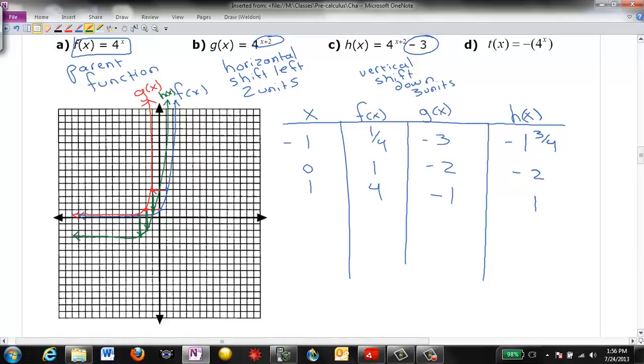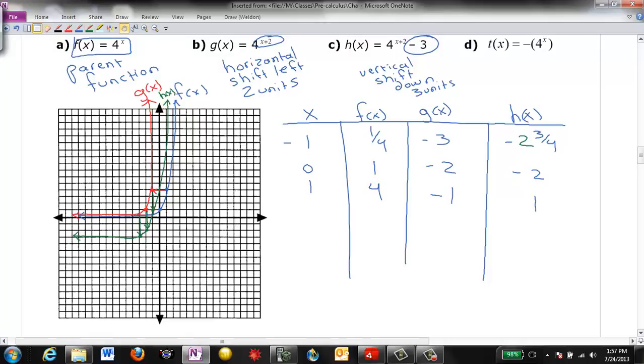Okay, so you can kind of see how that moves around. So for blue, to get to green, we had to go to the left 2 and down 3. And I think I need to edit my h of x value over here to negative 2 and 3/4. Sorry about that.